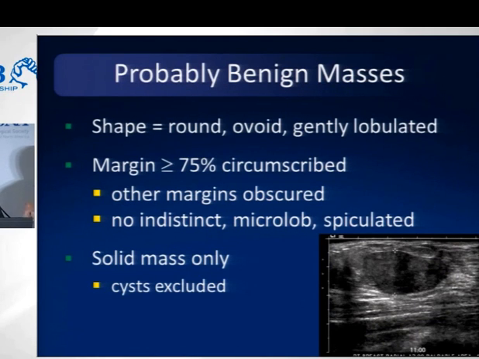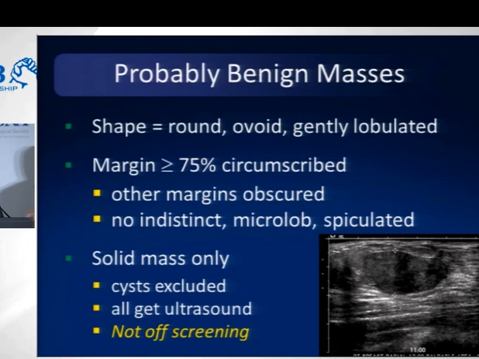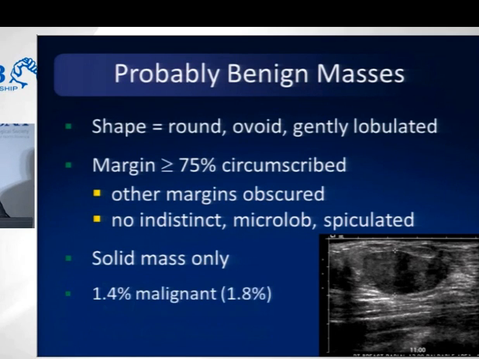In order to call a mass probably benign, it has to be a solid mass. So Dr. Sickles specifically excluded cysts from the probably benign category. So if it's a simple cyst, that's not probably benign. In order to know whether it's a solid mass, of course, you need to do an ultrasound. So all of these patients get an ultrasound. So again, if they need an ultrasound, you know that you can't call probably benign masses off the screening mammogram because all those patients need to come back for an ultrasound so that you can eliminate the simple cysts. Patients with simple cysts don't need to come back in 6 months. You can simply call those benign and move on.